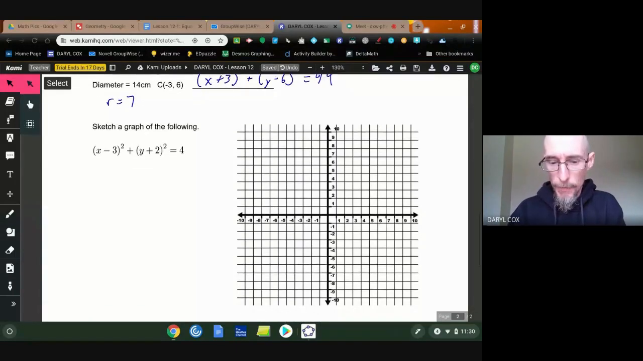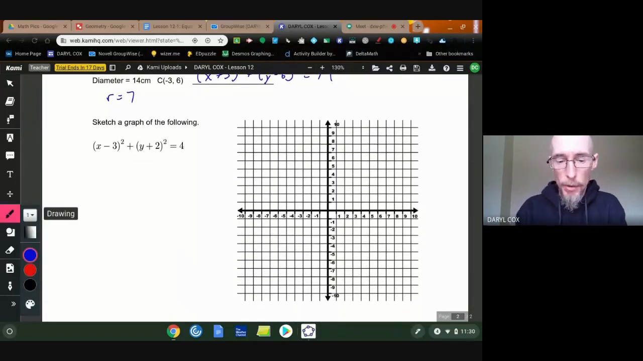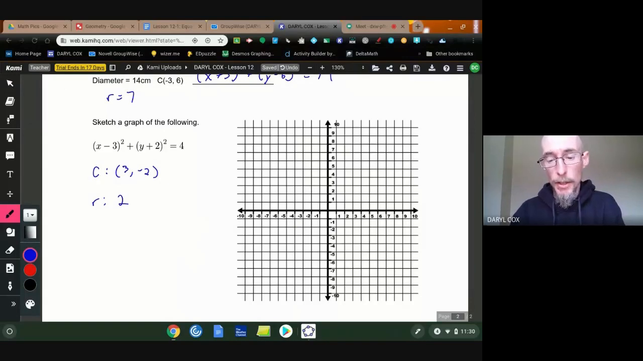So let's see. First thing I'm going to do is just like I do every problem. Identify the center, identify your radius. Always put parentheses around your center. So my center is at 3, -2. My radius is 2. Okay, so I'm ready to go sketch that now.